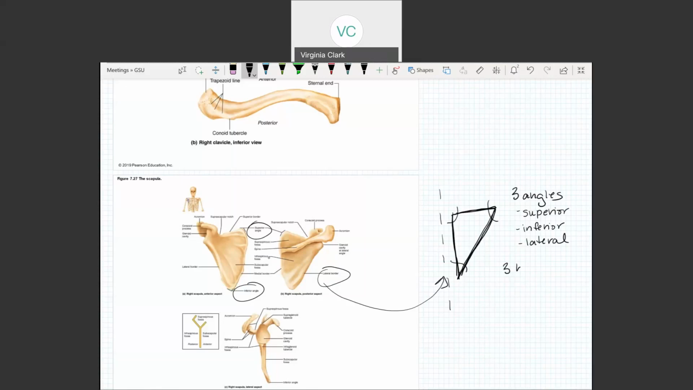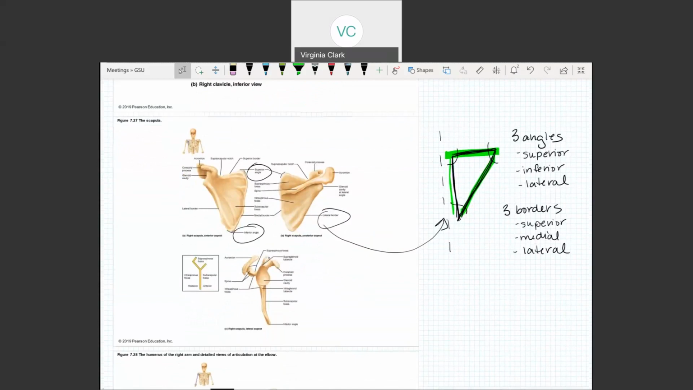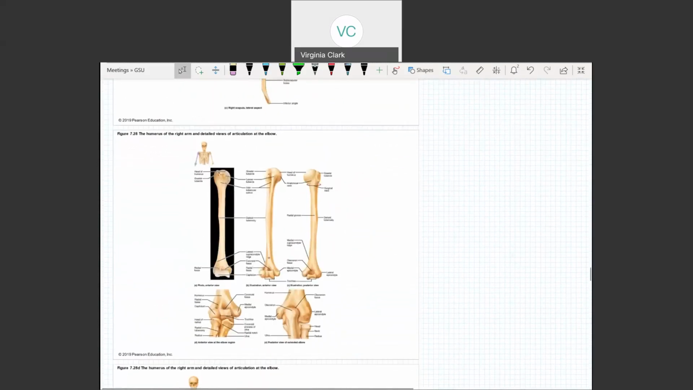And then not only are you going to have 3 angles, you're going to have 3 borders or sides. So you will have 1, 2, and 3. These 3 borders are going to be superior, the medial, which is the one that's on the medial side of the body, and lateral. So be able to name these 3 borders of your scapula. Okay, so that's making up your pectoral shoulder girdle.